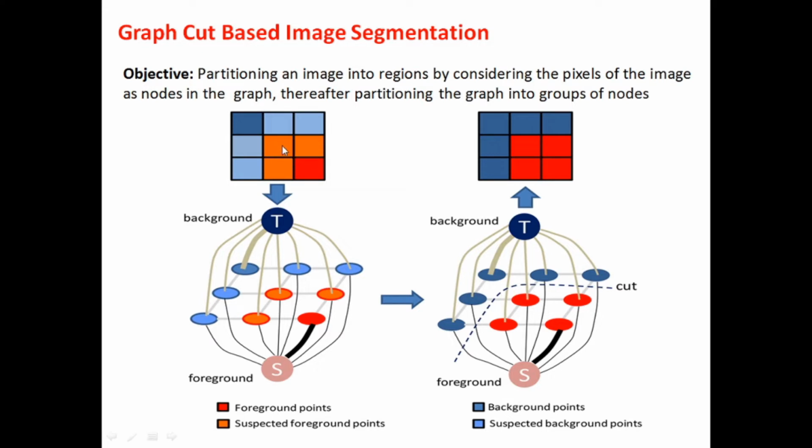These pixels are converted into nodes in the graph, because we know that a graph is a combination of edges as well as vertices. The vertices are familiarly called nodes in the graph. So each and every pixel is converted into a node in the graph. Thereafter, we partition the graph into groups of nodes, so that one group has similar features with respect to the other group.